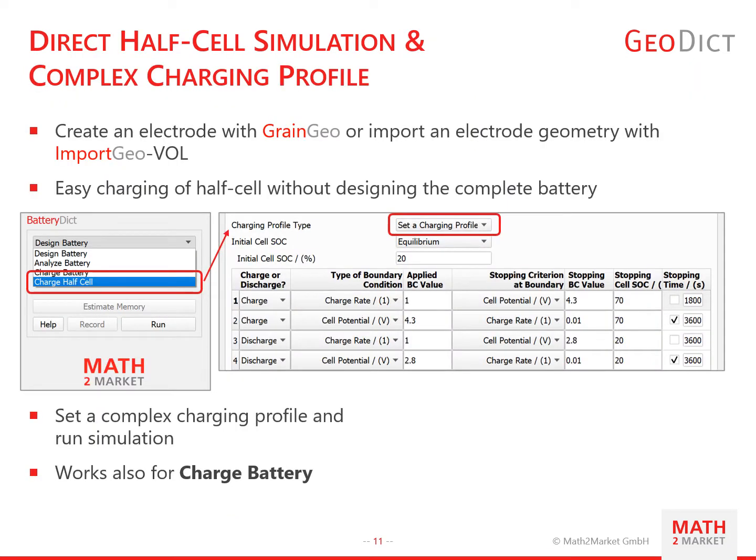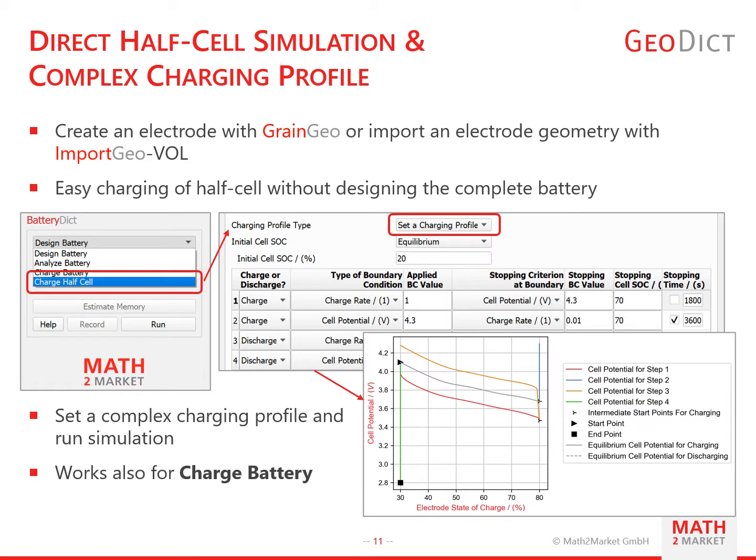It is now also possible to directly charge half cells in BatteryDict. This means one can import an electrode or create one with GrainGeo, for example a cathode with a corresponding predefined script. Afterwards, in BatteryDict, one selects Charge Half Cell, sets the parameters and can run the charging simulation without the need to design a complete battery. So it is much easier to perform half-cell simulations.